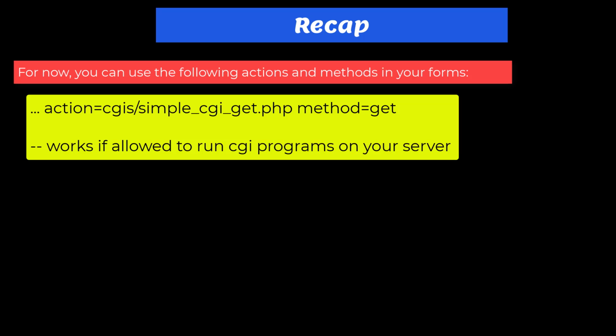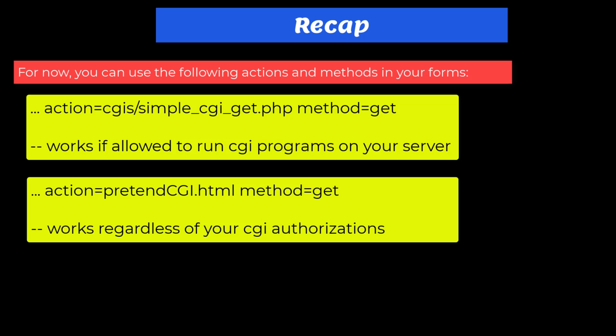It simply displays passed data and some useful server-side data values. Or action equals pretend_cgi.html with method equals get. This works locally, so if you're not allowed to run CGIs, this will at least let you look at data that has been gathered. Let's take a moment and demonstrate both of these options.